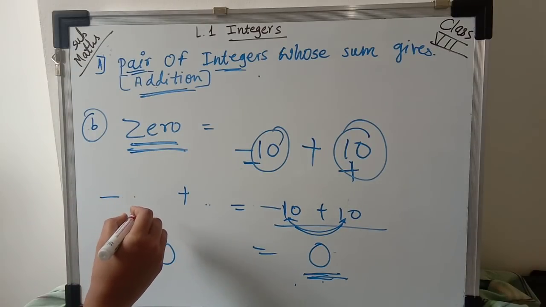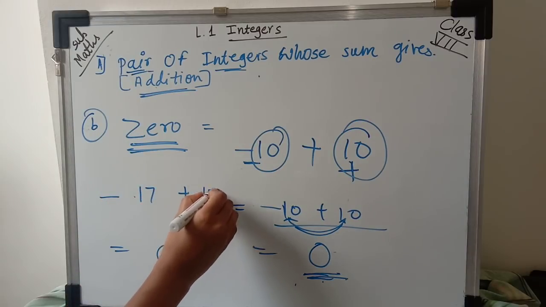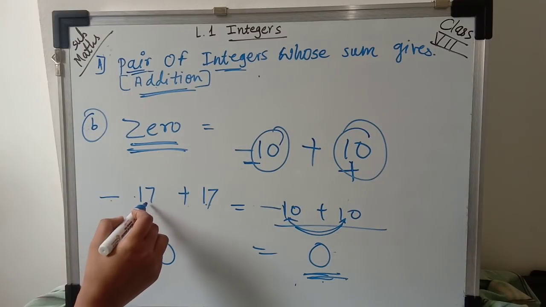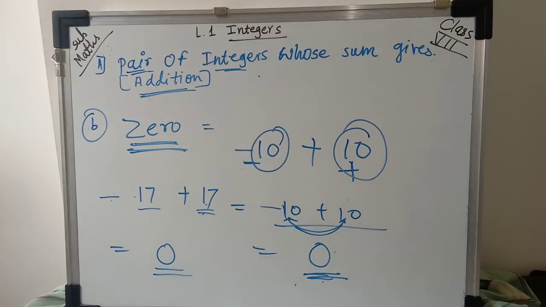If I'll take here minus 17 and plus 17, so here the addition of both the integers will be 0.